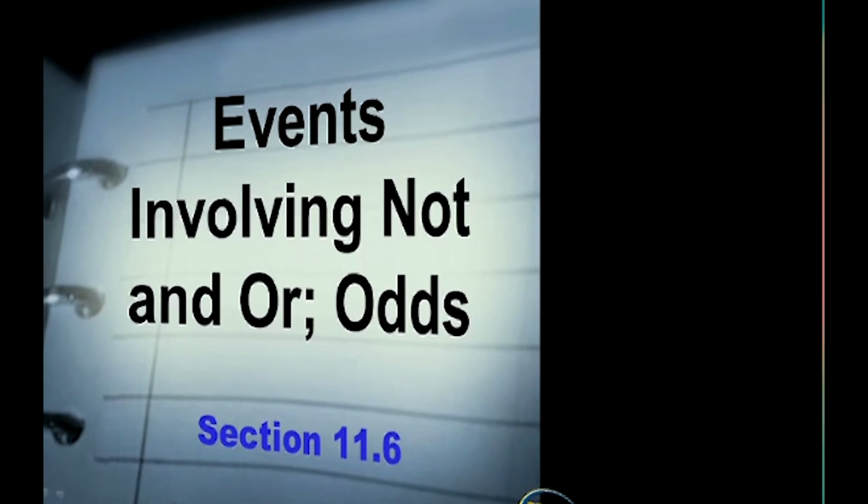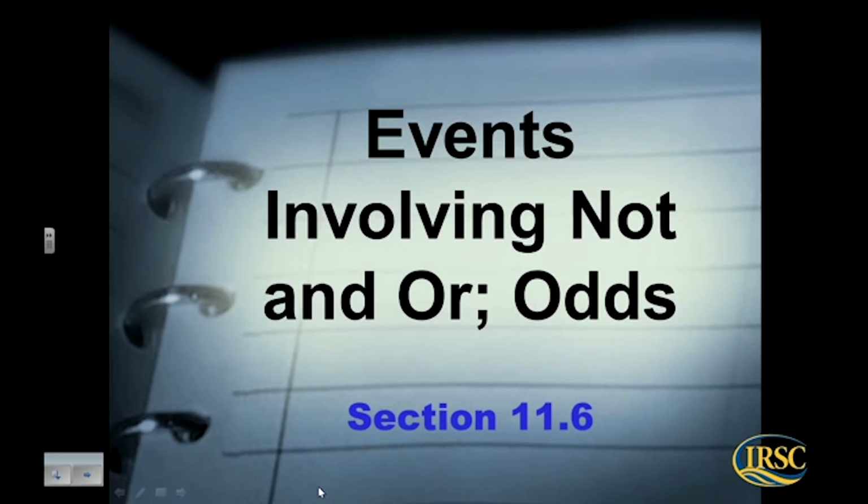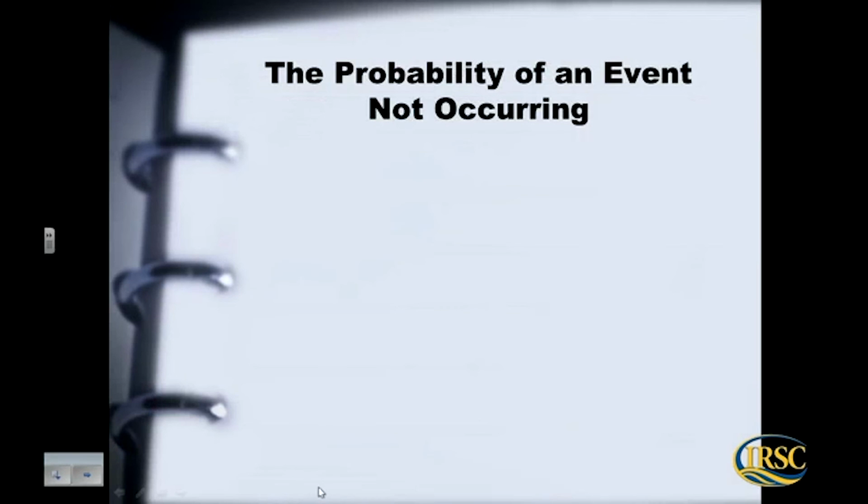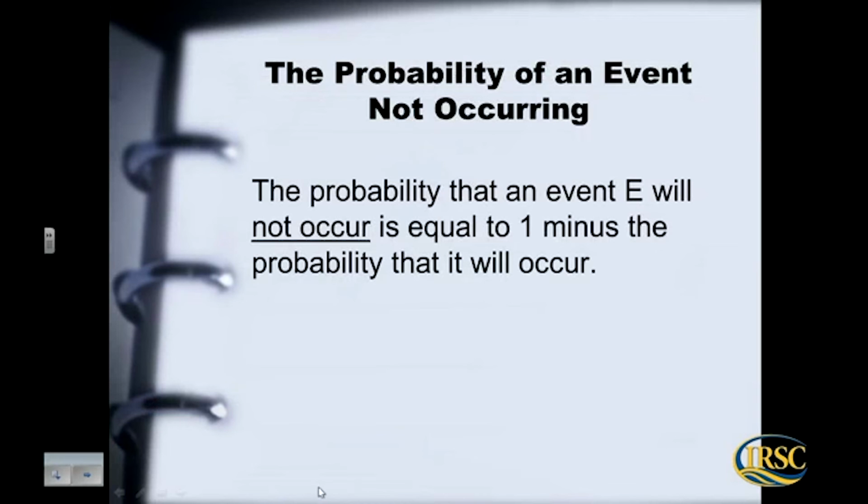Okay, so we're going to continue doing probability problems, but this time you're going to be looking for certain keywords, like the words not and or. And then we're going to also look at odds, which is something different than probability. It uses probability, but gives you a little different information. Okay, so the probability of an event not occurring: the probability that an event E will not occur is equal to 1 minus the probability that it will occur.